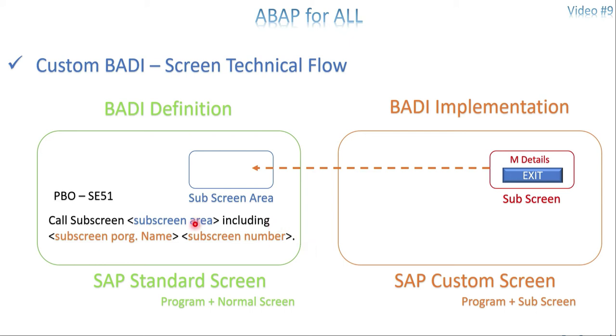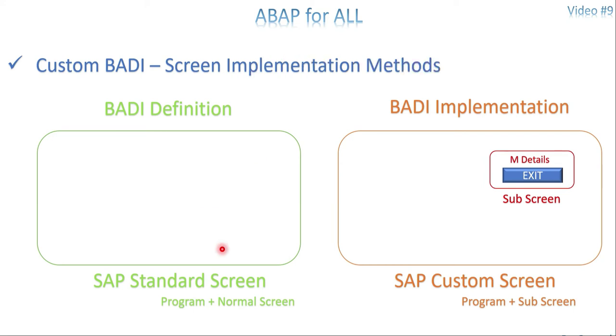That's clear. And this is the syntax, call subscreen area, with the area name, including the Z program and Z subscreen number, which is going to be used here. Okay, what next? Implementation methods, that's right.